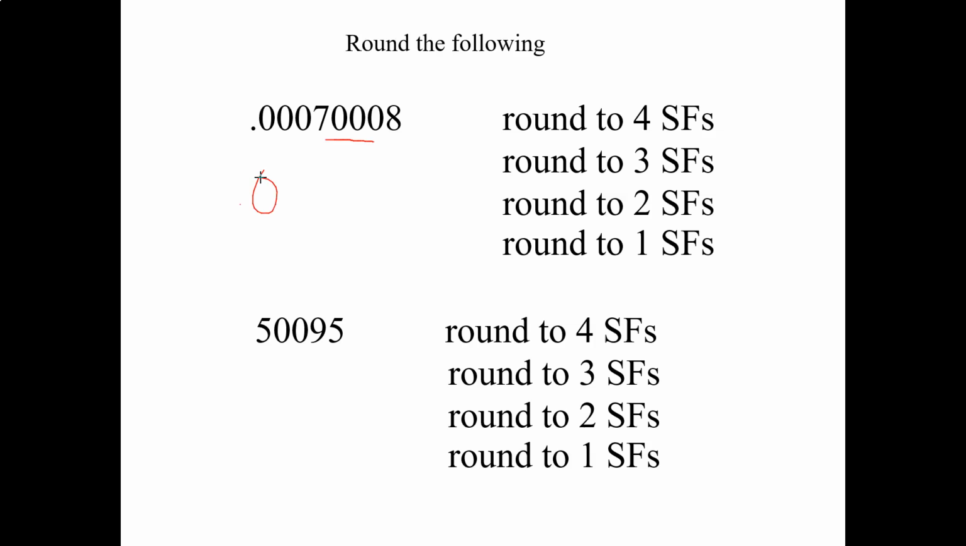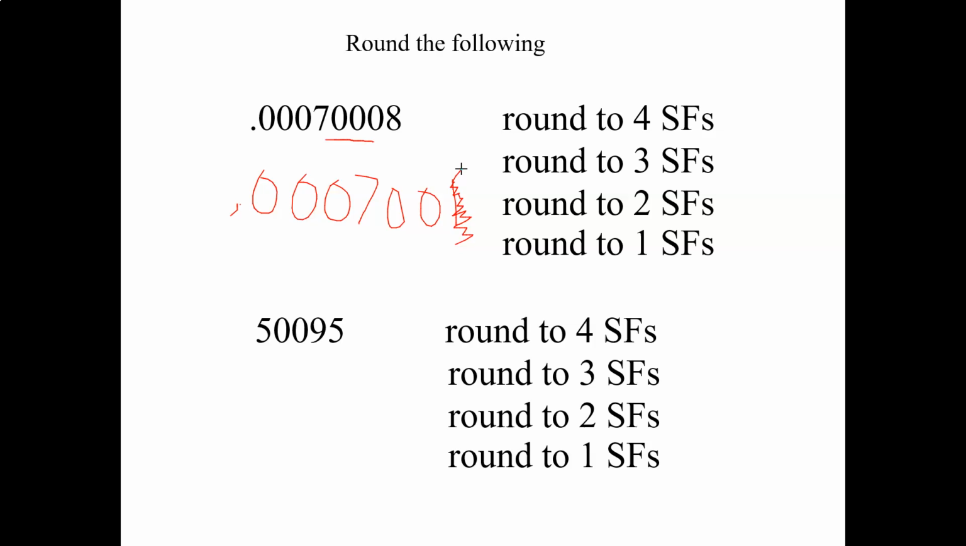I'm going to get 0.007001, and there's the decimal place, there we go. Okay, now I'm going to round this to 3 sig figs. In order to do that, all I have to do is get rid of the 1, and now I've rounded it to 3 sig figs.